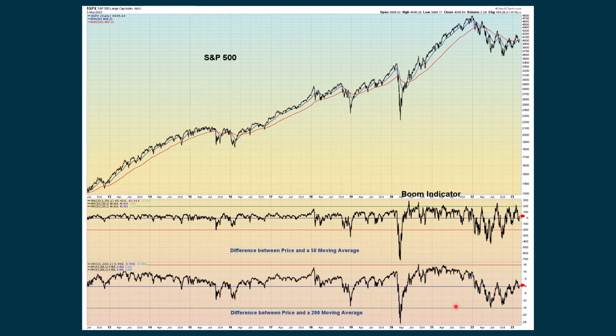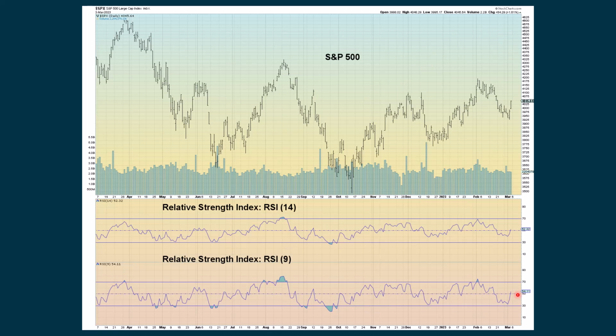The Boom indicator measures how far away we are from the 50 period moving average to price and the 200 moving average to price. When we get way far away, we're overextended and price will act like a magnet. It will come back to the average price. When we're above zero and advancing, that's positive. So that's what we're seeing with the 50 period and the 200 period moving average. And we're not giving an extreme reading on either chart.